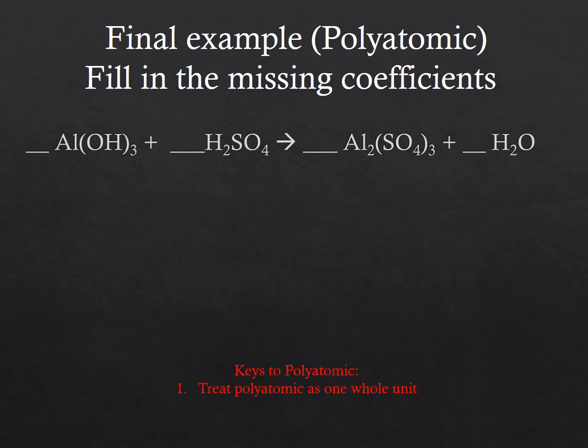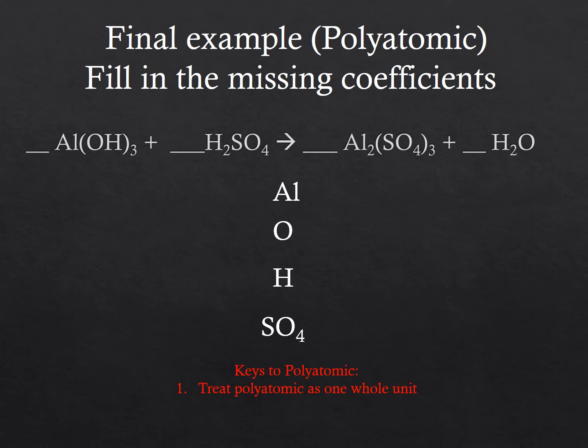So the key thing about polyatomics is that you treat the polyatomic as one whole unit if it doesn't change. So for example, OH is a polyatomic, but there's no OH on the product side, so it does change. SO4 is on the reactant side, and SO4 is on the product side, so that does not change. So you want to treat it as a whole unit if it doesn't change. So we have aluminum, we have oxygen, we have hydrogen, and then we have SO4 as one whole unit.